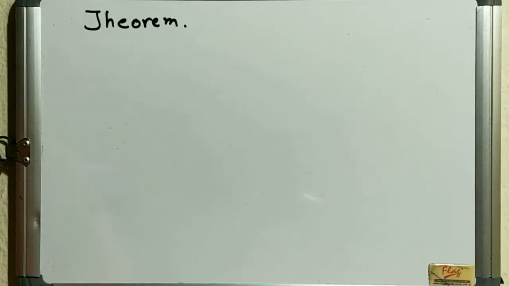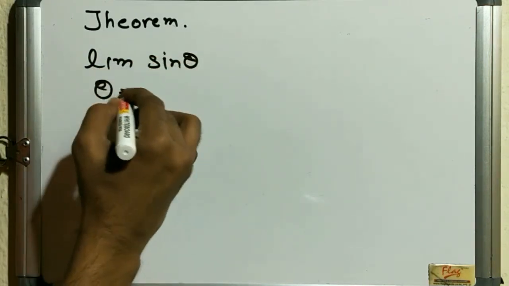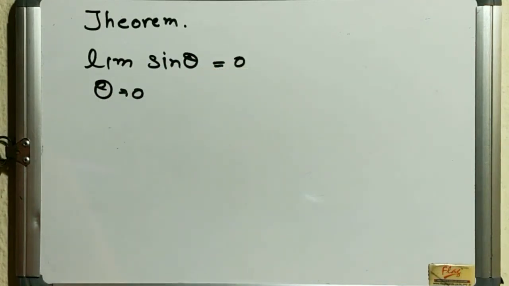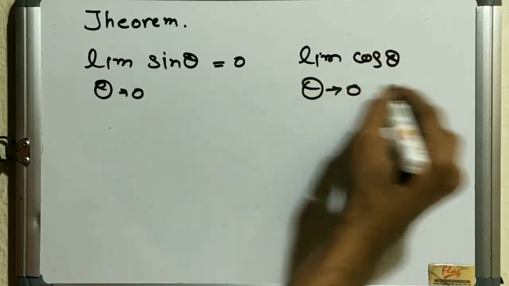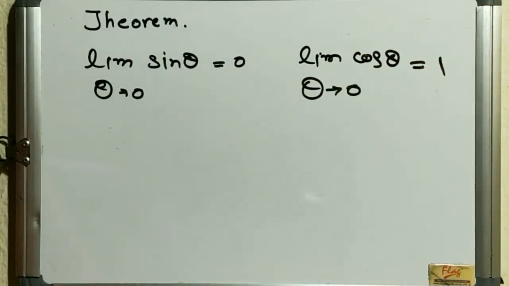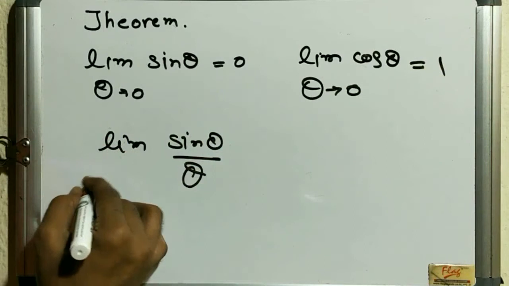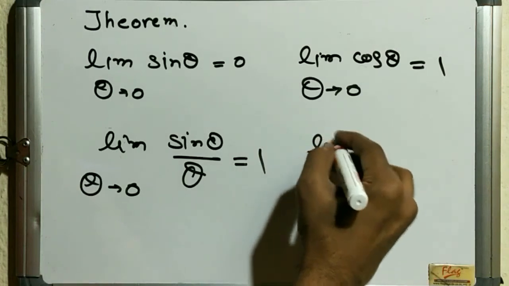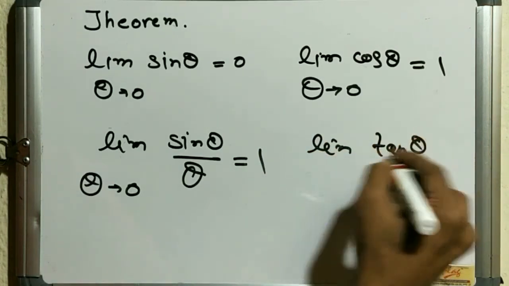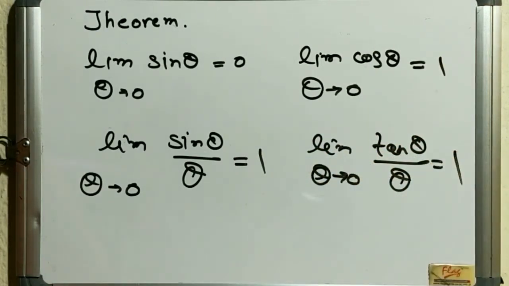Let us know some theorems related to trigonometrical limits. The first one is limit sin theta when theta tends to 0 is equal to 0. Limit cos theta when theta tends to 0 is equal to 1. Limit sin theta by theta when theta tends to 0 is equal to 1. Limit tan theta by theta when theta tends to 0 is equal to 1.